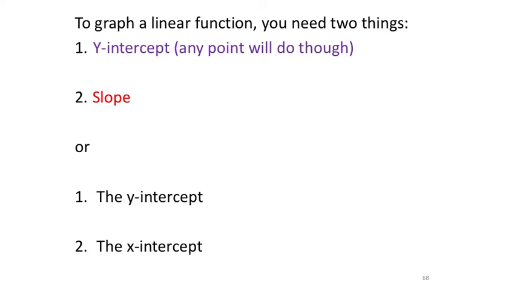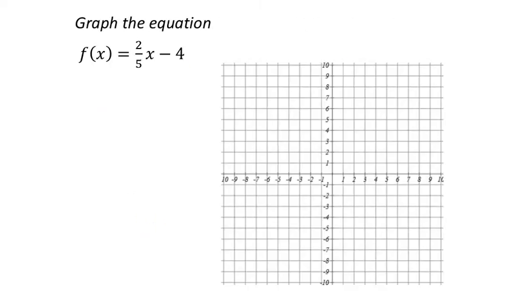If they just gave us 2 points, it'd be easy to put those on and then just graph those as well. So they don't necessarily have to be the intercepts either. On this one right here, I have the y-intercept, -4. Let's start with that. The y-intercept at (0, -4) would be here.